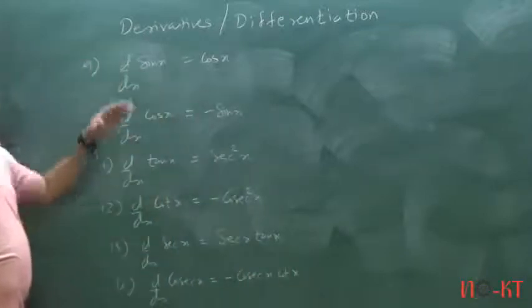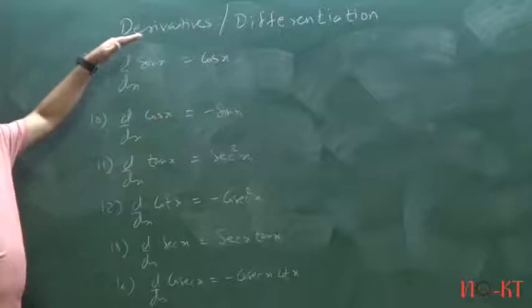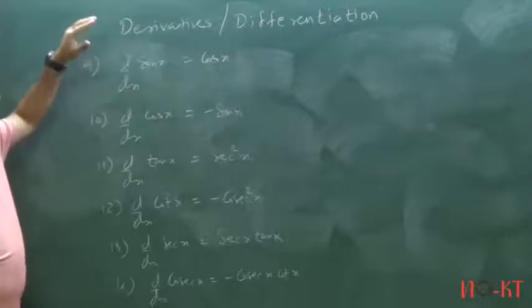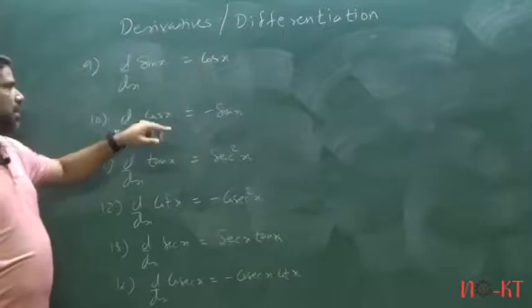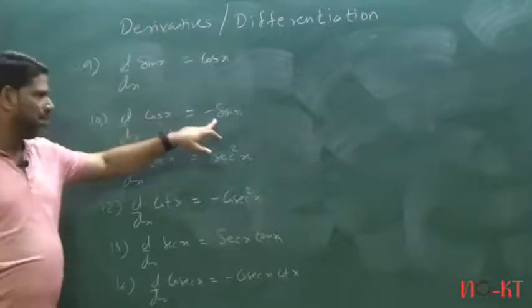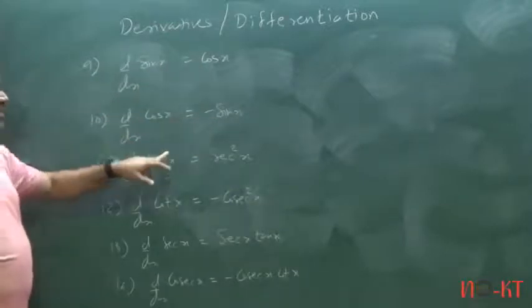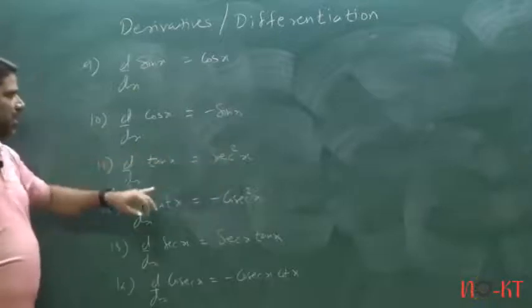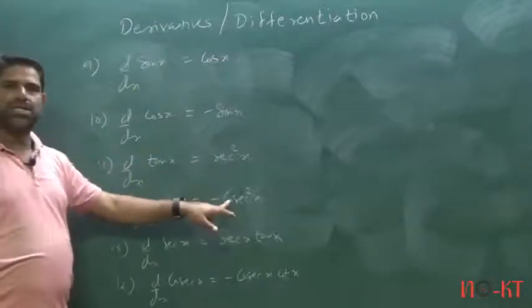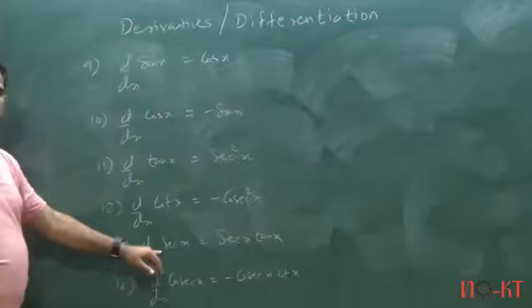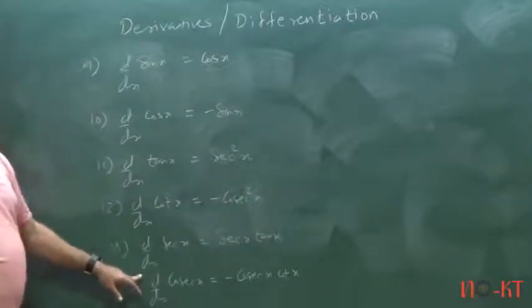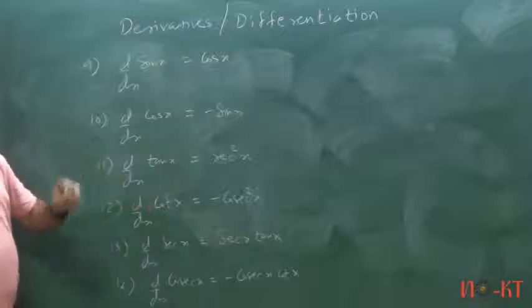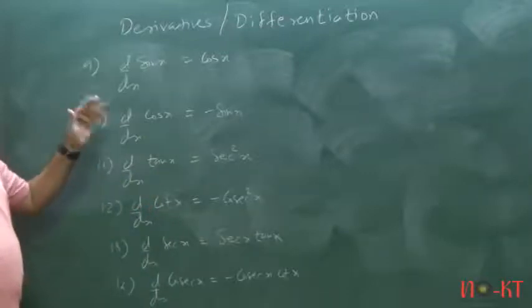So these are very important formulas of trigonometric functions. Again I'll repeat: derivative of sin x is cos x, derivative of cos x is minus sin x, derivative of tan x is sec square x, derivative of cot x is minus cosec square x, derivative of sec x is sec x into tan x, and derivative of cosec x is minus cosec x into cot x. I proceed.